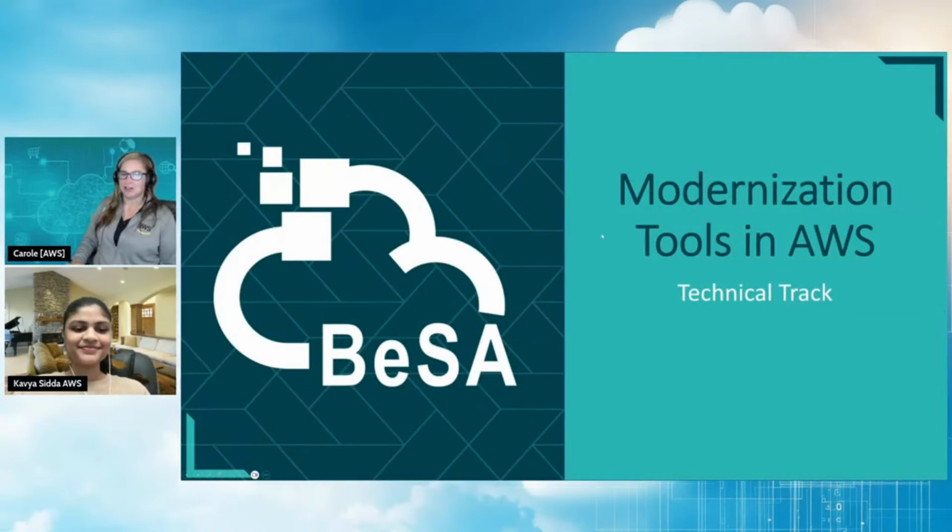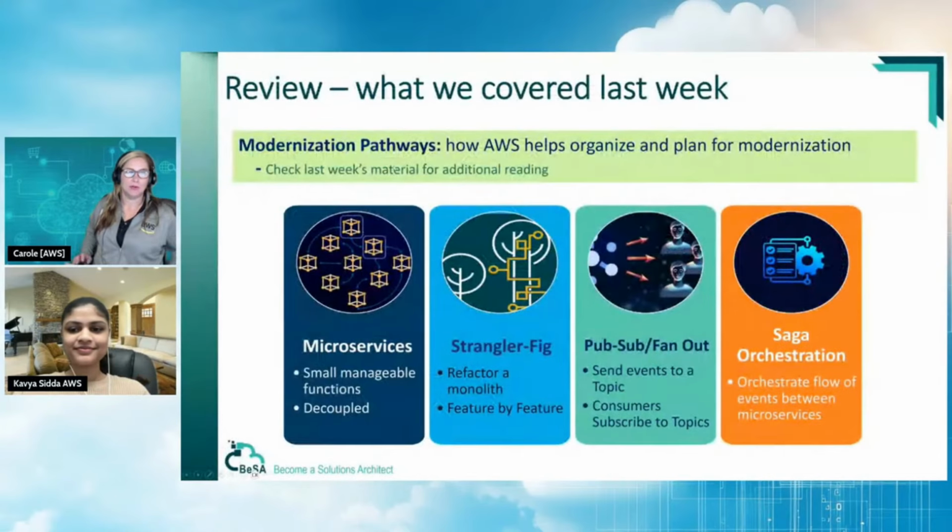All right, I don't have much talking to do about this. I just wanted to review really quickly what we covered last week, just in case you haven't been able to catch up and watch that video yet. We covered the modernization pathways, and that was how AWS helps organize and plan for modernization. And we covered patterns. So we covered microservices, Strangler Fig, Pub Sub, and Saga orchestration. Easy for me to say.